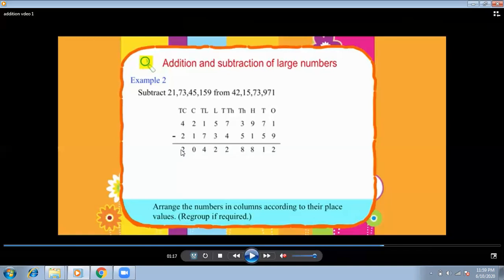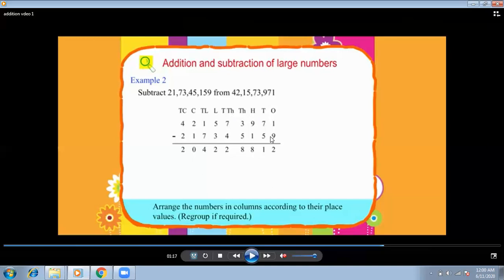Okay, now, if you have to check your answers, how are you going to check whether your answer is correct or not? Whenever we are done with subtraction and we are asked to check our answer, what we'll do is take the difference we got, that answer, and the subtrahend, the smaller number. Which is the smallest number? This one, 21 crore 73 lakh 45,159. This is called the subtrahend, and it's also the smaller number.